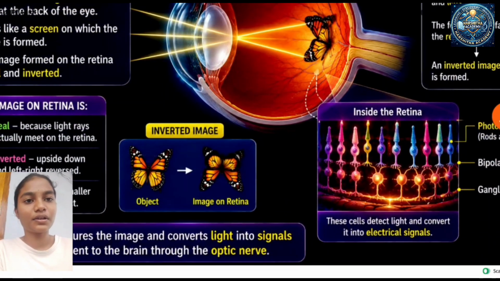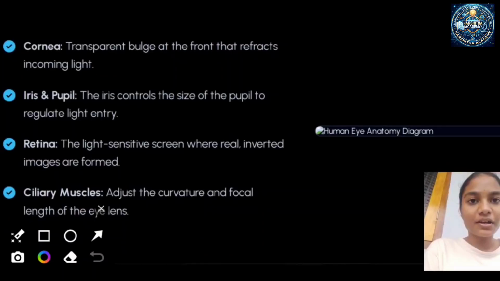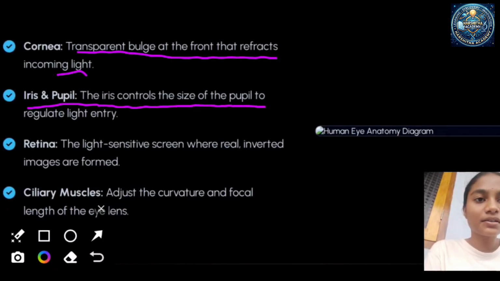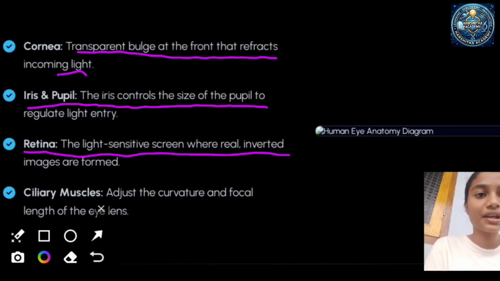Let's go on to the next slide. You can find the cornea, a transparent layer at the front that refracts incoming light. Another is the iris and pupil, where the size of the pupil regulates light entry. And the retina, the light-sensitive screen where real and inverted images are formed.